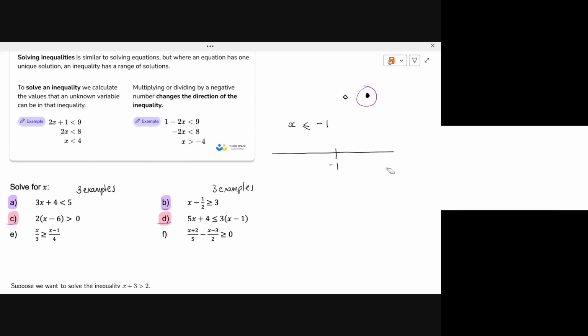I'm just going to write them down so that we don't get lost. Okay, so C: 2 open bracket x minus 6 is greater than 0. I'm going to go to D: 5x plus 4 less than or equal to 3x minus 1. Okay, 10 more seconds and then I'm going to look at the answers.